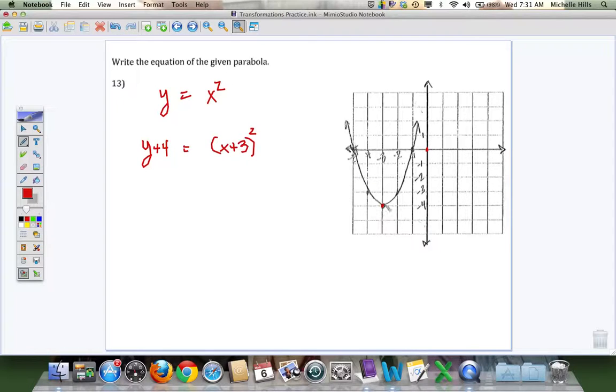The other thing I check is when I move 1 away from the vertex, I move up 1 for y, so there's no shrink or stretch. When I subtract 4 from both sides, y equals x plus 3 quantity squared minus 4.